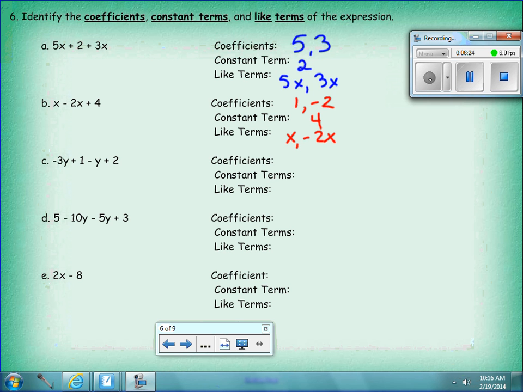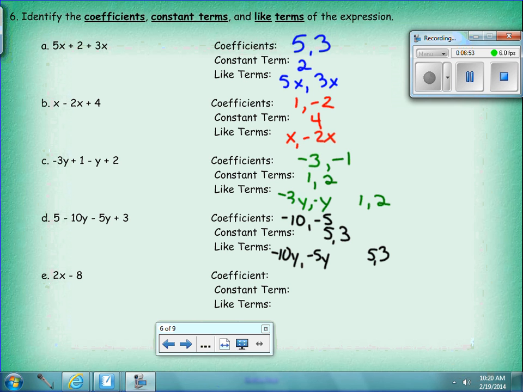Okay, please note in B that our coefficients are 1 and negative 2. Constant term is 4. Our like terms will be x and negative 2x. So in 3, our coefficients are negative 3 and negative 1. The constant terms are 1 and 2. The like terms are negative 3y and y. And then the other set of like terms would be 1 and 2.